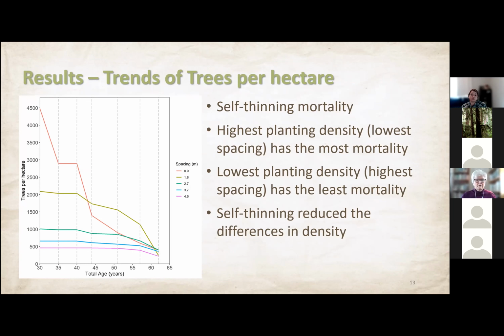This graph shows the trend over time of trees per hectare. The vertical dashed lines are the measurement occasions. So we can observe here the effects of planting density on self-thinning mortality.